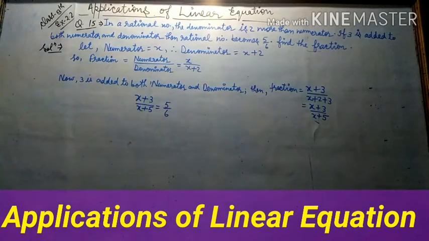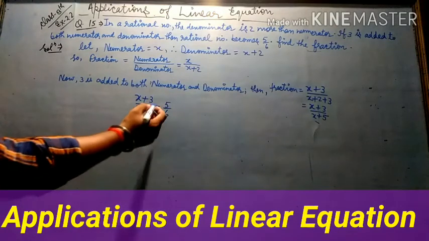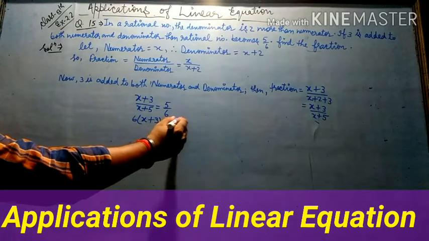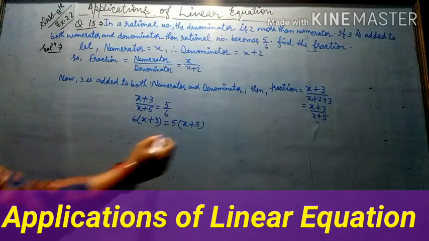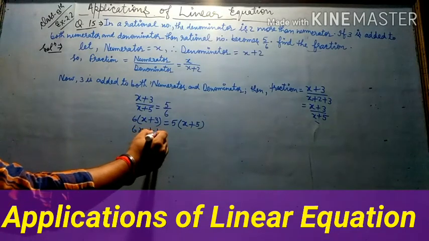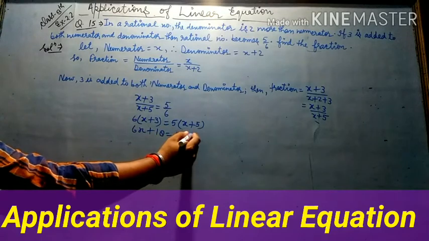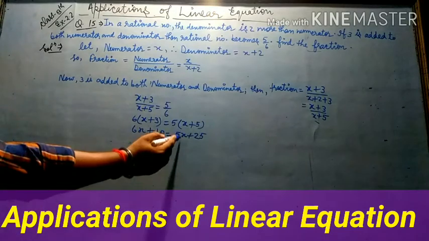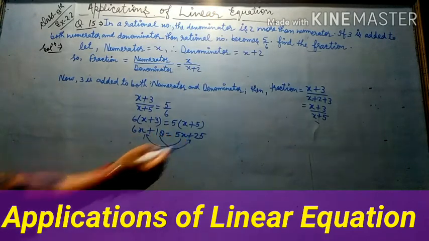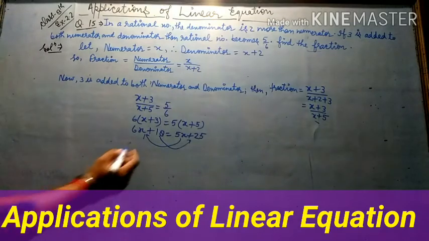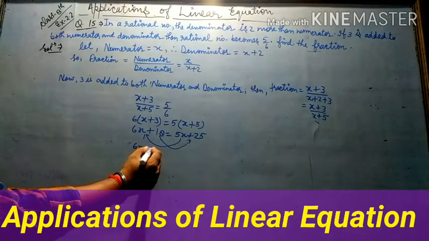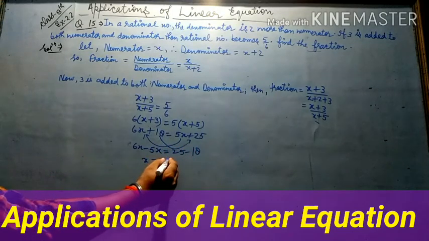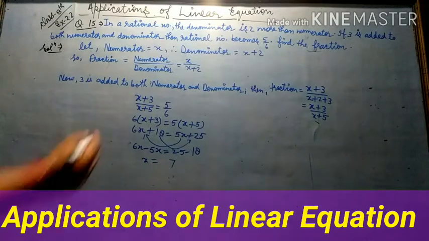Here we will do the cross multiplication. 6 multiplied into x plus 3 and 5 multiplied by x plus 5. 6x plus 18, here 5x plus 25. 5x will come to the left side because 6 is greater, and 18 goes to the right side because 25 is greater, so the minus will not come by this method. 6x minus 5x is equal to 25 minus 18. x is equal to 7. Okay.